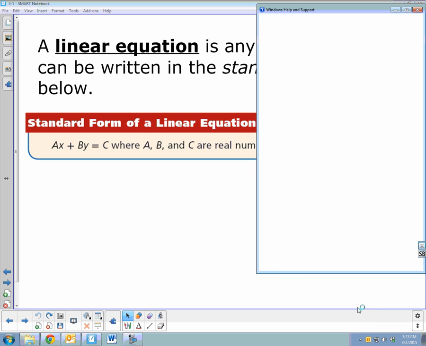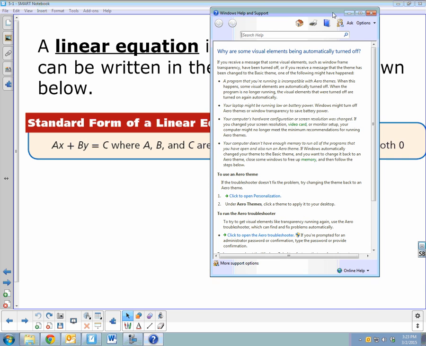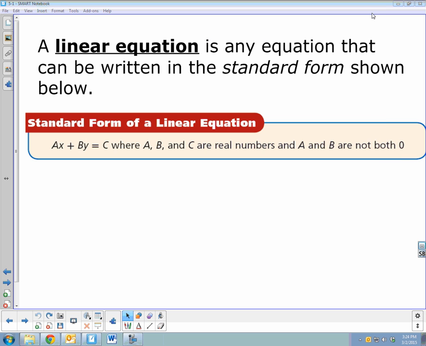So, sorry, getting back to what I was saying. Linear equation, we're looking at how can we tell if it's a linear equation. A linear equation is one we can put in what's called standard form. So standard form, which is what we have right here, the standard form is ax plus by equals c, where a, b, and c are all real numbers. A and b are not both 0.